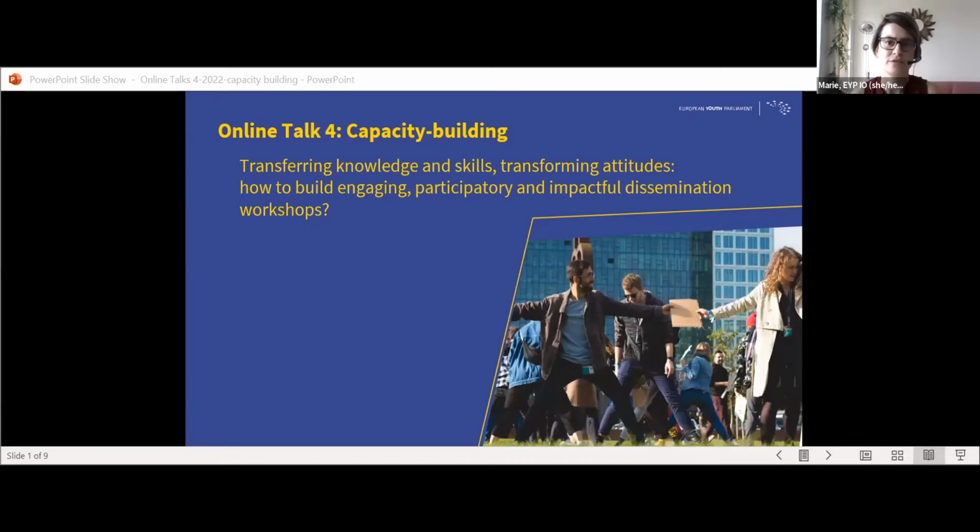Today we're facilitating a session on capacity building and how to build inclusive and participatory workshops and sessions. The session will be here for 45 minutes. The title of the session: Transferring Knowledge and Skills, Transforming Attitudes, How to Build Engaging, Participatory, and Impactful Dissemination Workshops.